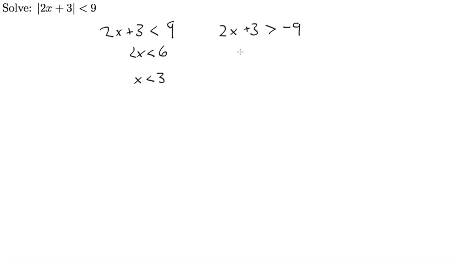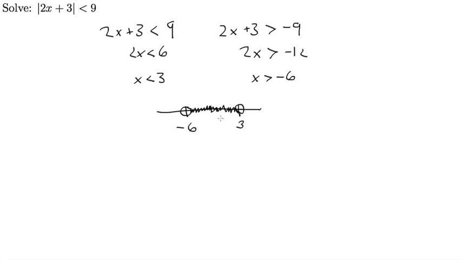Similar story over here, subtract 3. 2x is greater than negative 12. Divide by 2, x is greater than negative 6. So to help me see my solution, I can put these two on my number line. So here's 3, here's negative 6. So x is less than 3. I don't want it to actually equal 3, so I'll put an open circle here. I'm going to shade to the left. x is greater than negative 6, so I don't want it to equal negative 6. I'll put an open circle there and shade to the right.